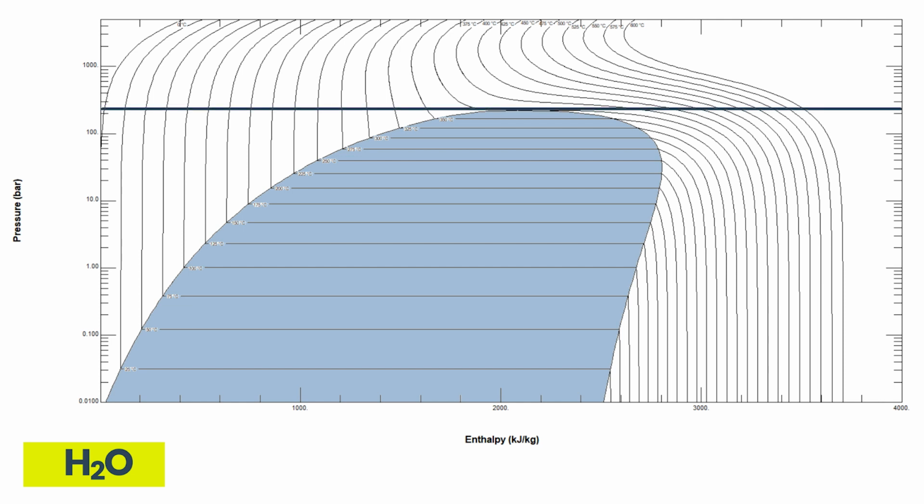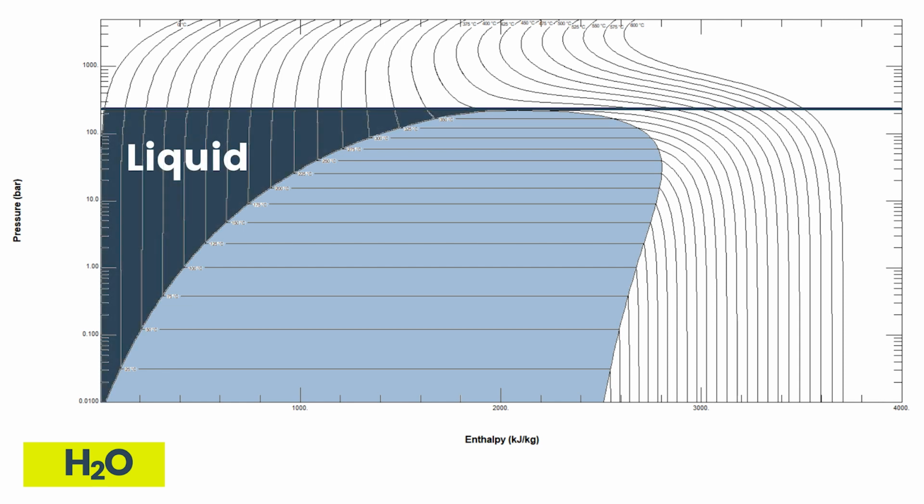The first thing I want you to do is take a horizontal line and lay it on top of this two-phase region. So it's just going to touch the tip of this region. Because it's a horizontal line on a pressure enthalpy chart, it is a line of constant pressure. Everything to the left of our two-phase region is a liquid. Let's prove that to ourselves.